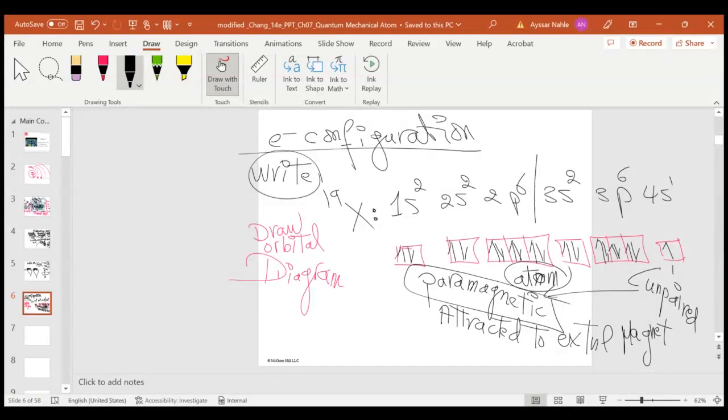Okay. Now, if there are no unpaired electrons, we call the atom diamagnetic.